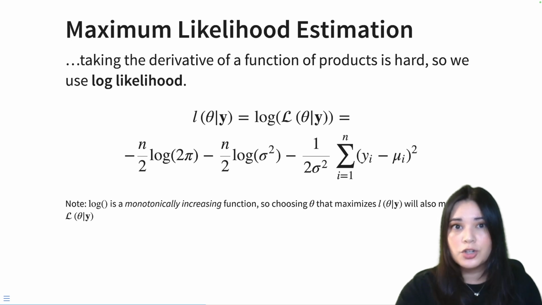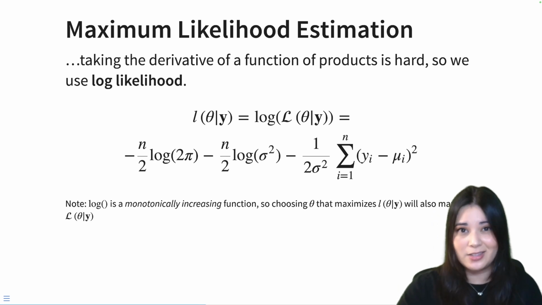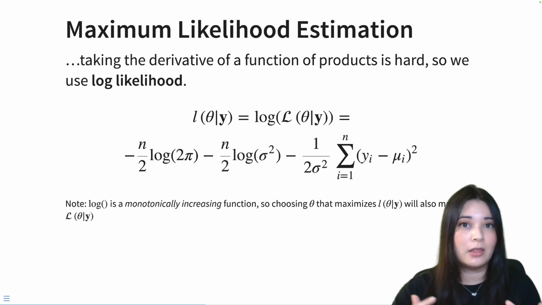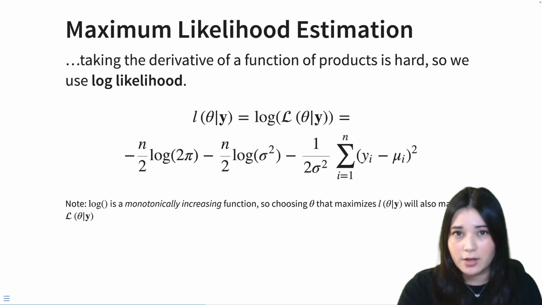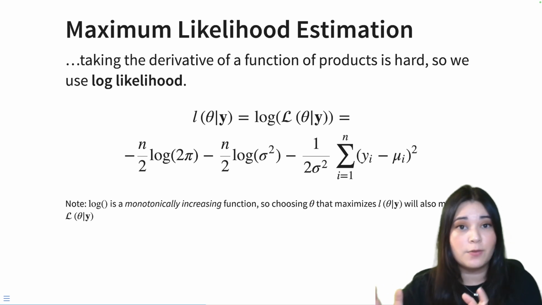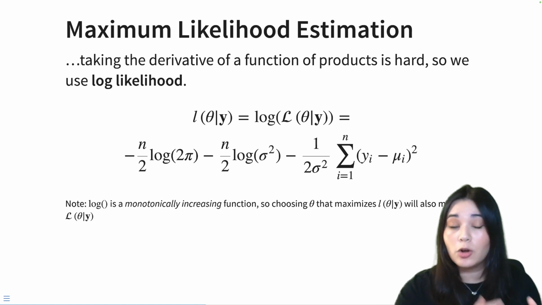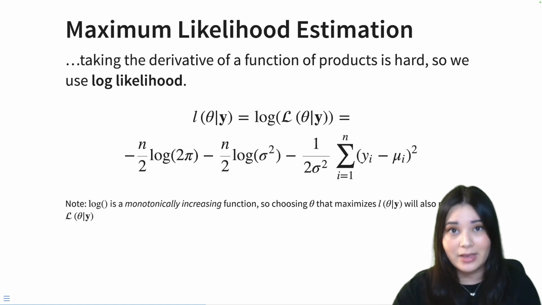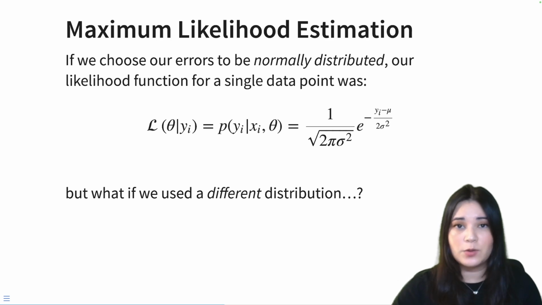Now remember, logs turn products into sums, and taking the derivatives of sums is a lot easier than taking the derivative of products. So we often deal with the log likelihood rather than the likelihood directly. And because taking the log of something is a monotonically increasing function, that means that any values of theta that maximize the log likelihood are also the values of theta that would maximize the likelihood itself. So that's one of the ways that we can figure out what the coefficients and the intercept, aka the parameters of our linear regression model should be. We just choose the ones that maximize the likelihood of the data that we've seen.